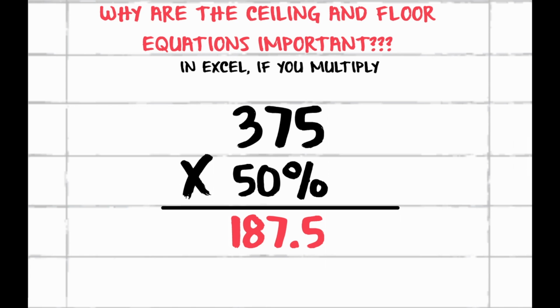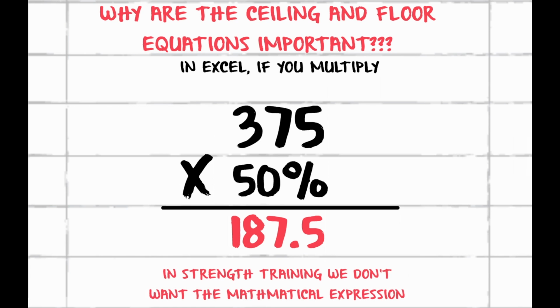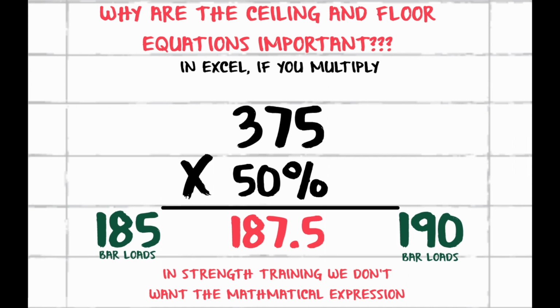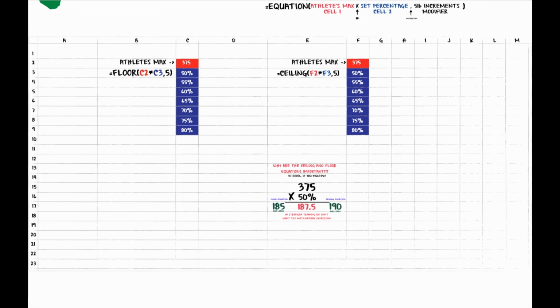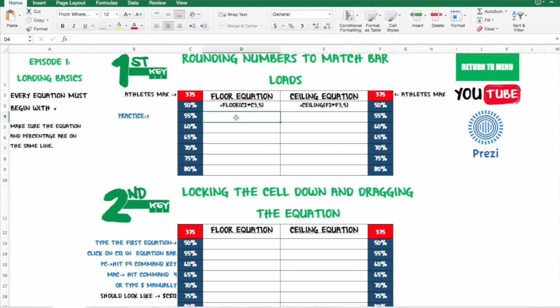And I don't know about what weights you use, but that's not a bar load. We meatballs don't want mathematical expressions. We want bar loads. To break it down, the floor equation rounds down, and the ceiling equation obviously rounds up. Now that we have established that, let's jump to the real world and put these equations to use. If I go too fast for you, check the description and the link for the Prezi presentation that accompanies this video so you can follow along at your own pace.